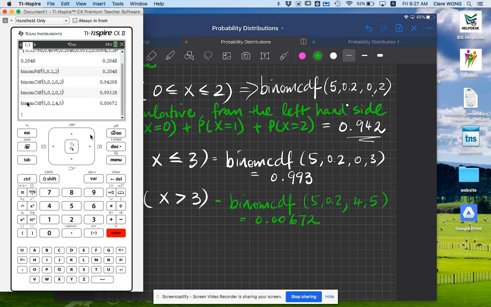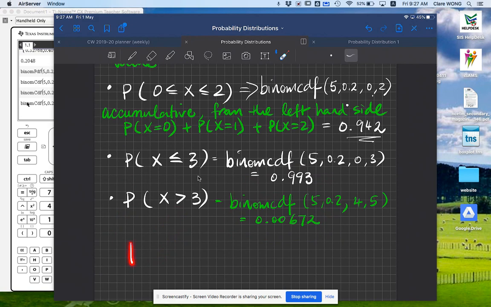0.00672. But of course, if you look at this, these two probabilities will add up to 1. In other words, this can be looked at as 1 minus the probability of x is less than or equal to 3. And you can do 1 minus 0.993 to get the answer here.